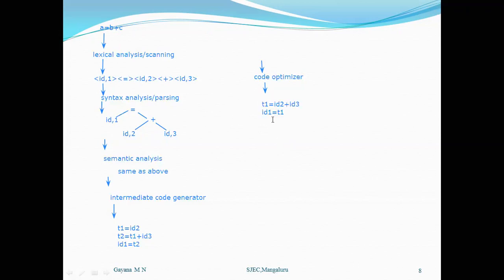Next, what happens after the code optimizer? This will be given to the next component. What is the next component? The next component is nothing but our code generator. What is this code generator going to do? It is going to generate the target code. I assume the target code to be generated here is some assembly language statements, and it has to follow the instructions of the supported computer architecture.